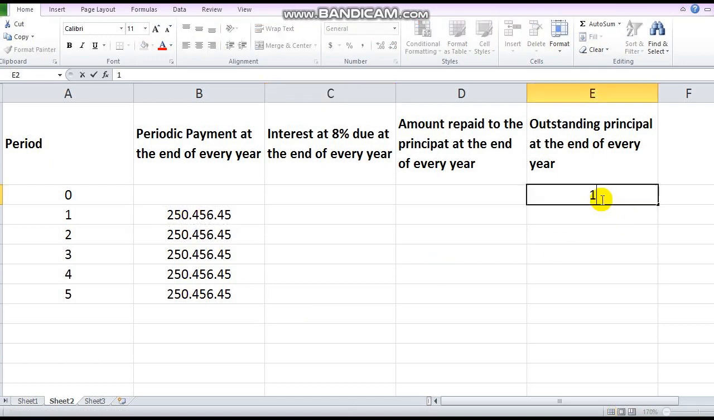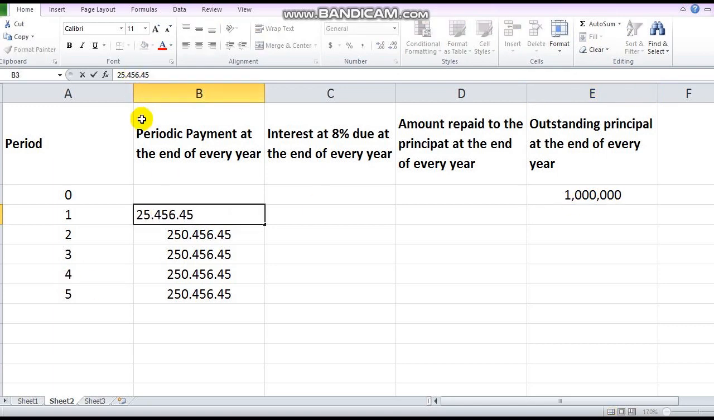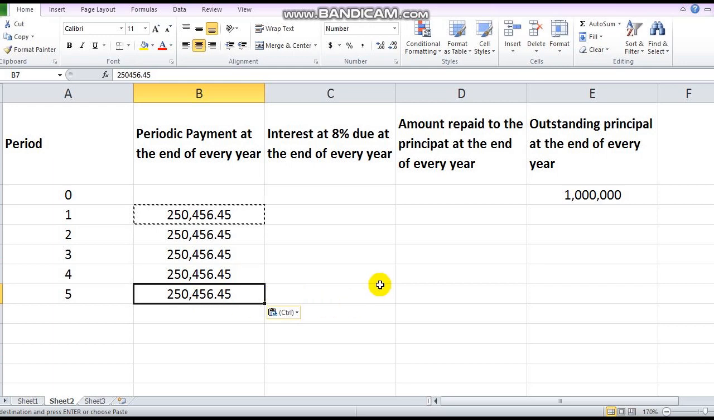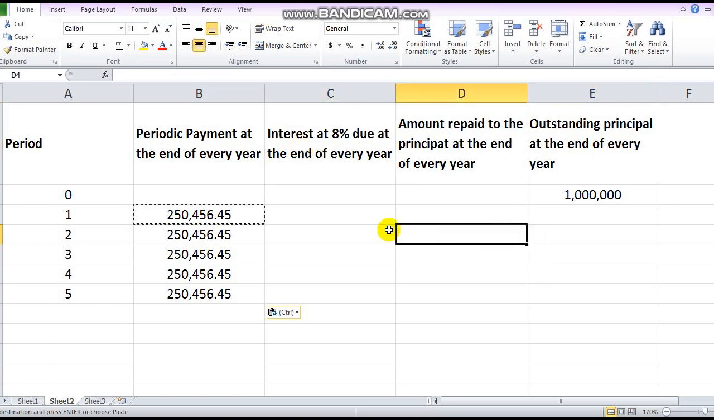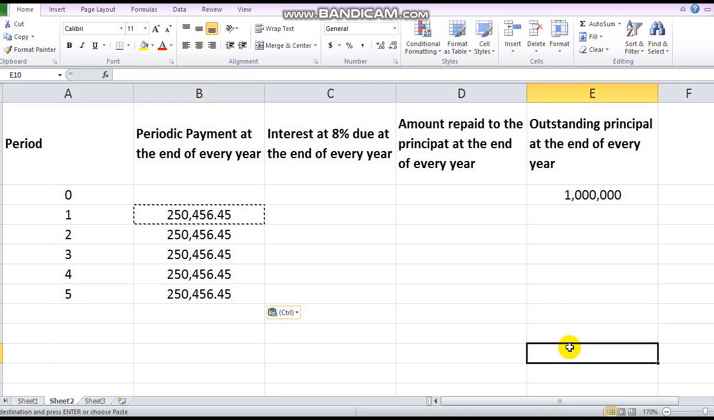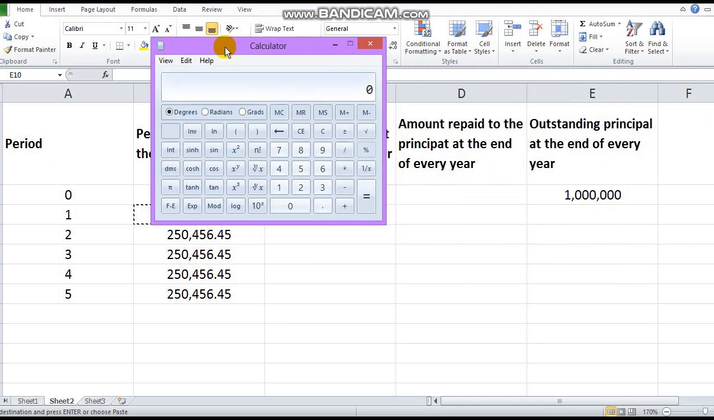And the outstanding balance at period 1 is 1 million. Now, this should be a comma rather. There. So we have an outstanding balance of 1 million and we're going to pay 250,456.45. This money here will not go directly onto the 1 million. We have to determine first how much is the interest at the end of 1 year. So this 1 million will earn an interest and it will be deducted from 250,456.45. We can do that by computing the simple interest, I is equal to PRT. So let's have our calculator here.